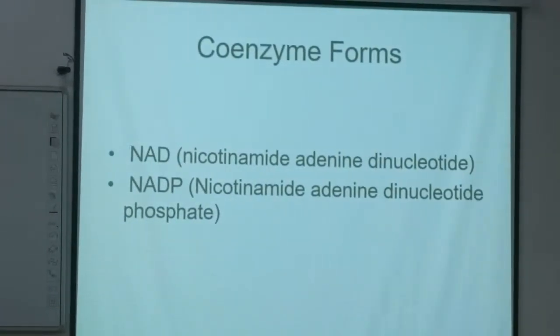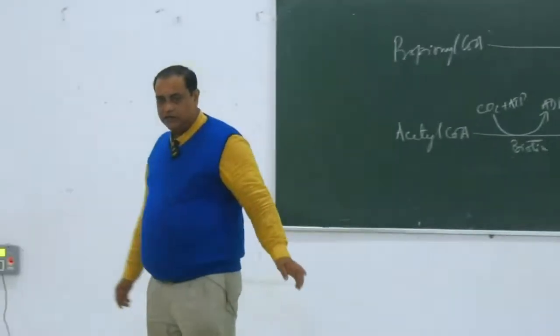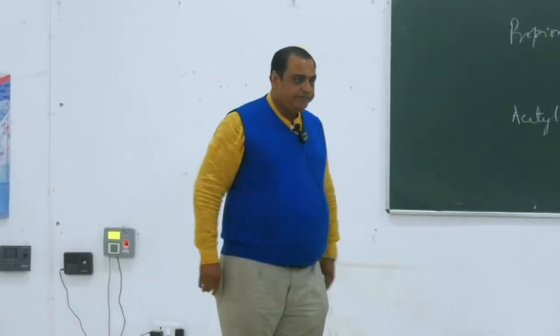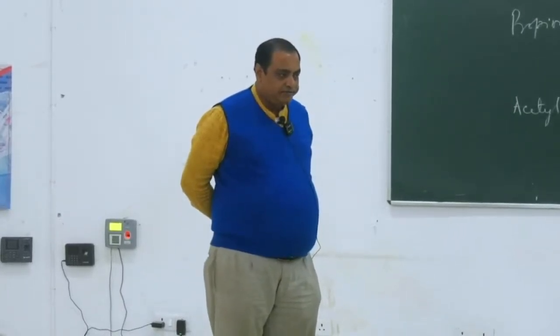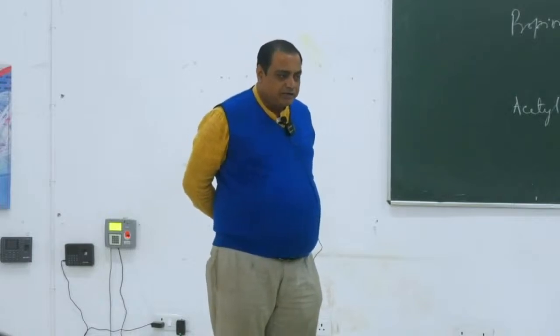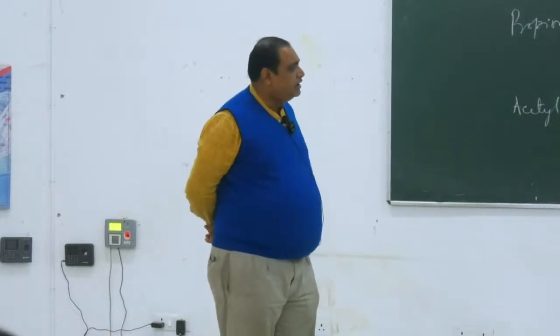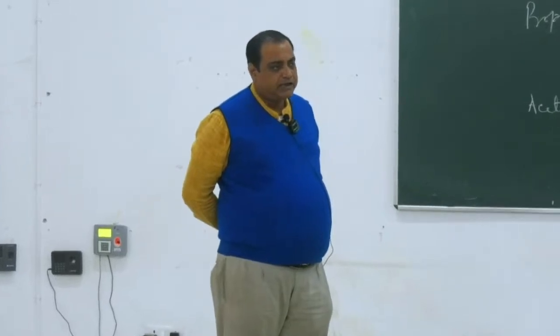What are the coenzyme forms of niacin? Two forms, NAD and NADP. Read the names, what you might have read in class 10, just refresh your memory. Nicotinamide adenine dinucleotide. Nicotinamide adenine dinucleotide phosphate. Can you tell me in which reaction NAD will be used and in what type of reaction NADP will be used?